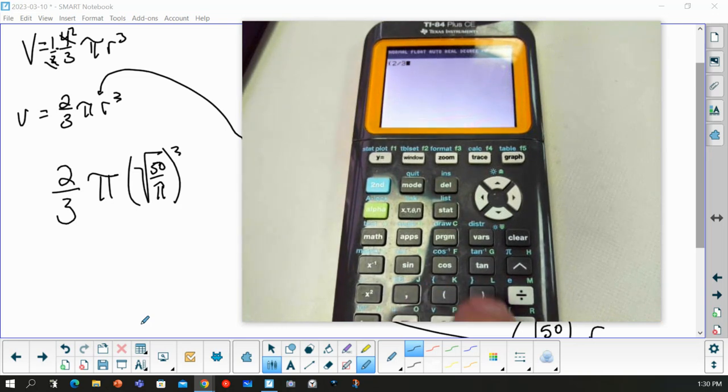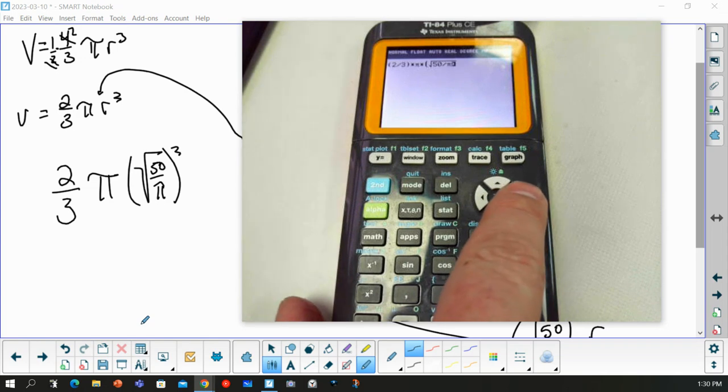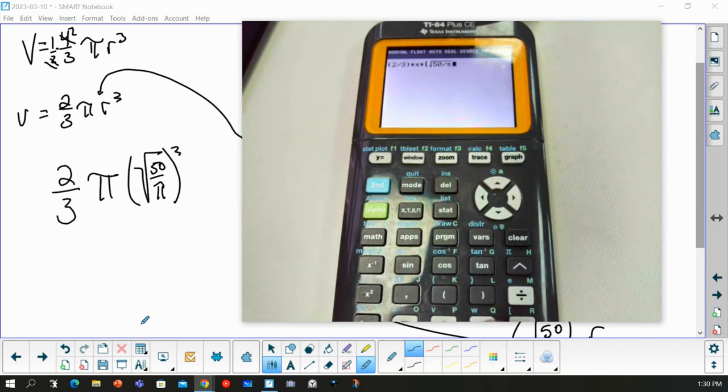Parenthesis 2 divided by 3, close the parenthesis, times pi, times, and I do a parenthesis, and I'm going to put in the square root. So I'm going to do second square root. I'm going to do 50 divided by pi. Now to get out of the square root, I push to the right up here with this arrow, right? Close up my parenthesis. Now I want to go to the third power, so I hit this up arrow, up, and then we go to the third power, hit enter. Now if you do all that right, you'll get 132.98. That 8 would round the 9 up, so it'd be 133.0.